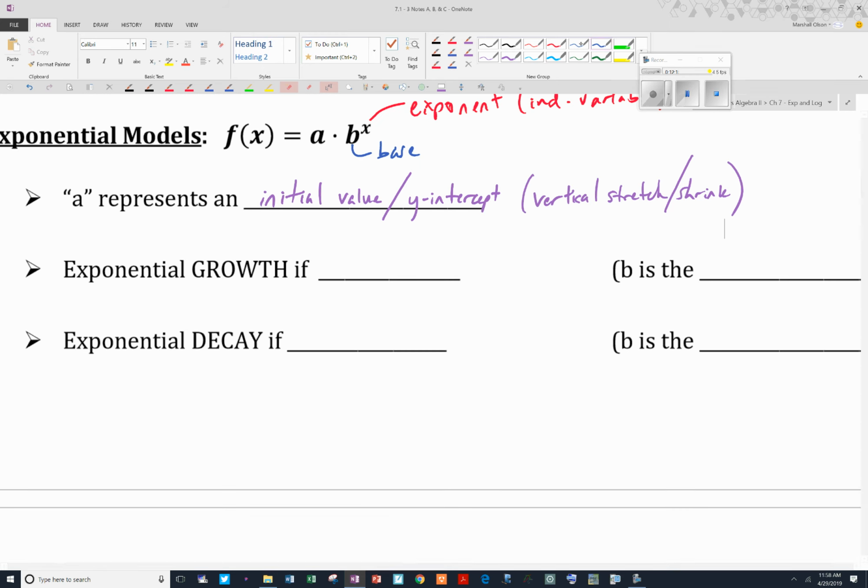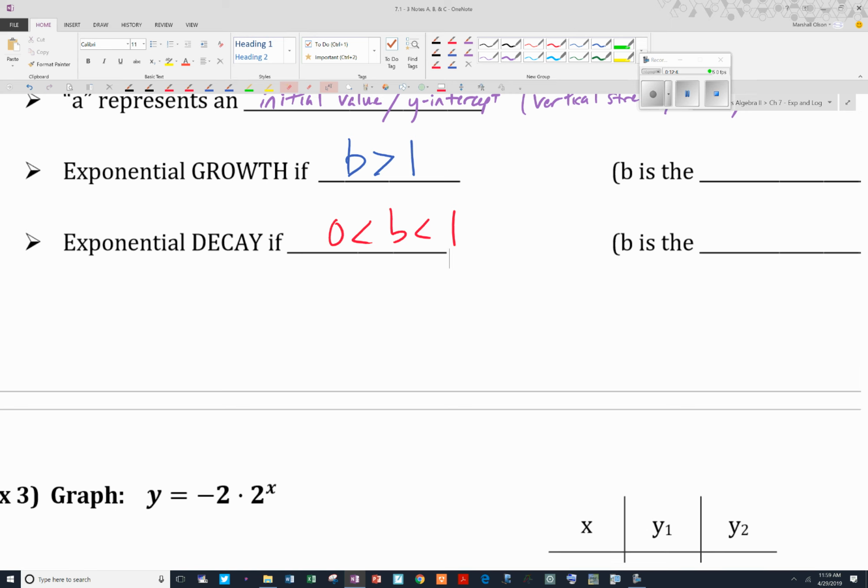We know that it'll be exponential growth if that base is greater than 1, but it will be exponential decay if the base is between 0 and 1. You can't have a negative base. That would not be considered exponential growth or decay. That'd be a whole different thing. So in order to be an exponential function, the b value has to be positive. If it's between 0 and 1, then it is decay. If it's greater than 1, it is growth. All right, any questions at all?